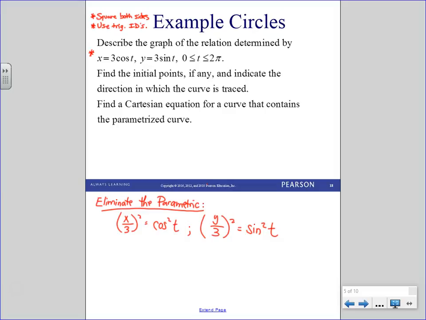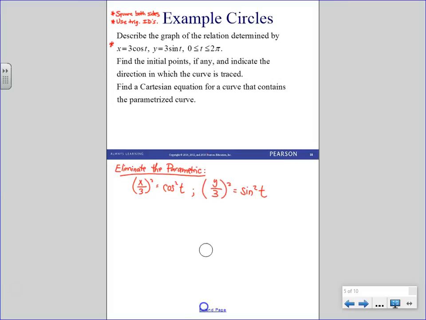How can I get cosine squared and sine squared to cancel out? They both add up to 1. When you add them, it equals 1. Now what does that mean? If I take cosine squared and add sine squared, the result is 1. But what is on the other side? Cosine squared is x over 3 squared. Sine squared is y over 3 squared.